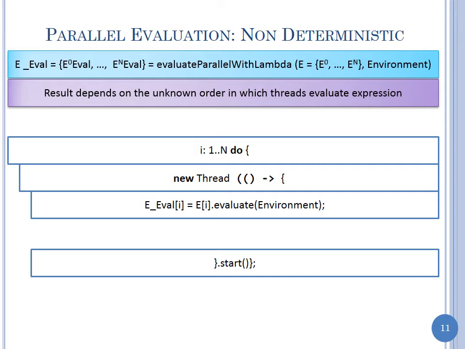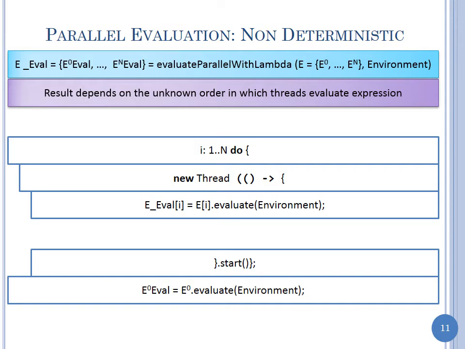We go and create a new thread, and we say, look, why don't you go and evaluate. Each thread is bound to a particular i, and it goes and evaluates the expression at that i. So that's what it's doing with a lambda expression. But we need now to also wait.